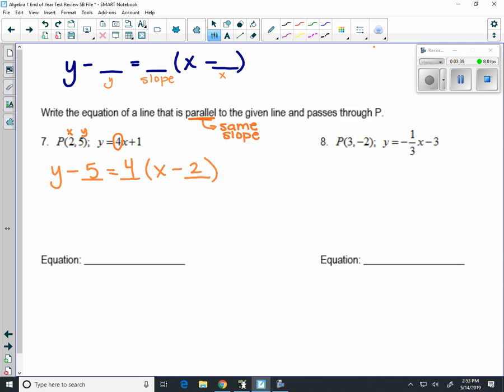Now, if you're just asked to write an equation of a line, that's a lovely equation of a line. If you're asked for slope-intercept form, then we need y all by itself. I'm going to go ahead and do those 2 steps for you. We would distribute our 4, so that would give us 4x minus 8, and then add over 5.